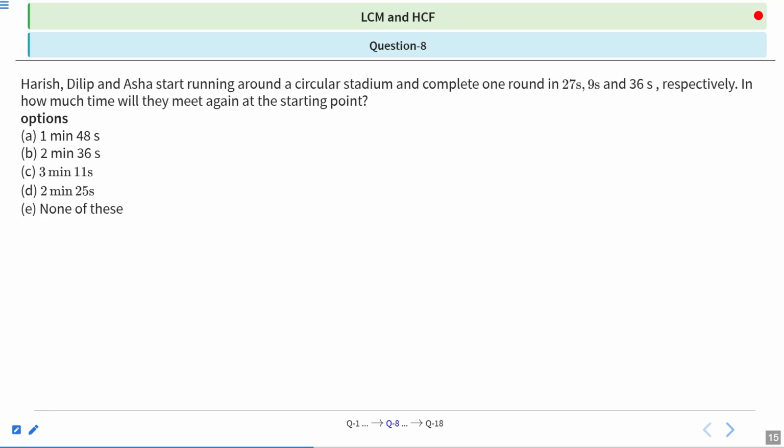Next is: Harish, Dilip, and Asa start running around a circular stadium and complete one round in 27 seconds, 9 seconds, and 36 seconds, respectively. In how much time will they meet again at the starting point? The options are: option A, 1 minute 48 seconds. Option B is 2 minute 36 seconds. Option C is 3 minute 11 seconds. Option D is 2 minute 25 seconds. And option E is none of these. I'm giving you 10 seconds to find out the correct answer, and after that, I will do the solution.